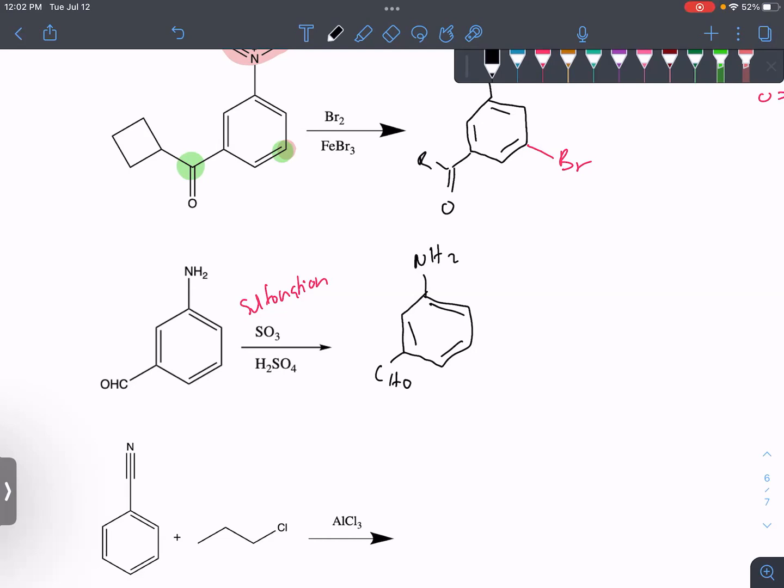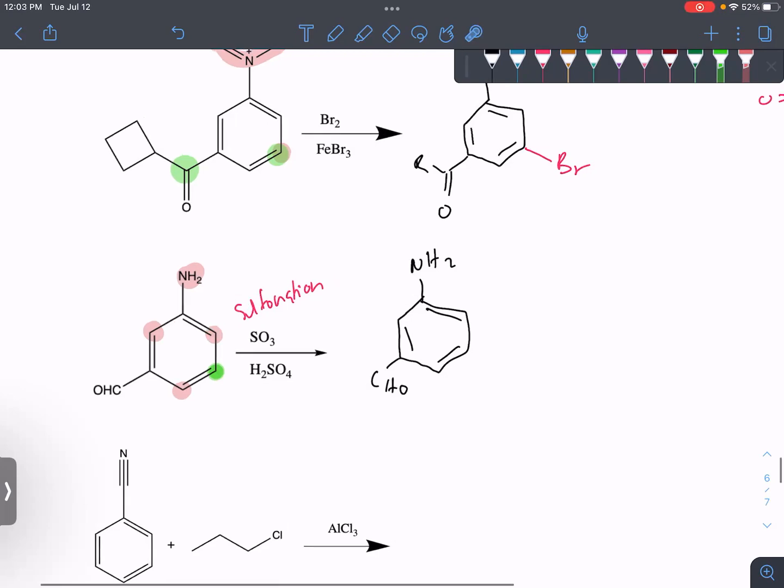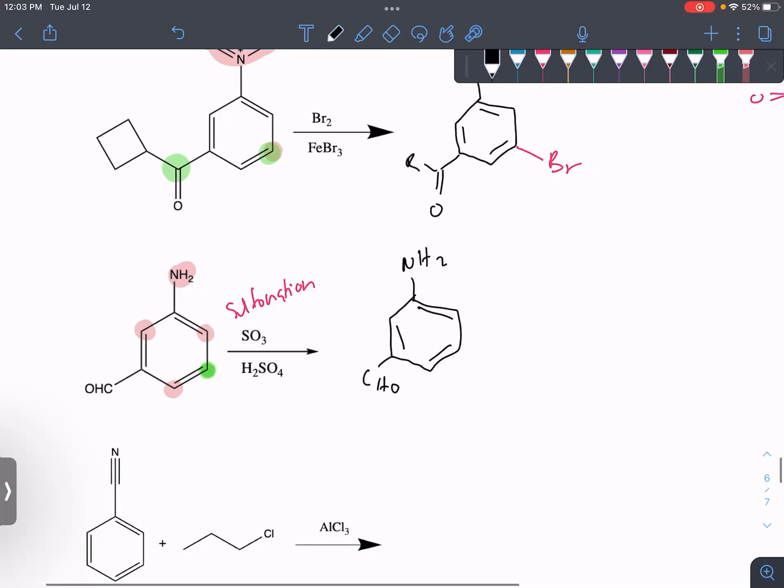Yeah, so NH2 is like the strongest possible activator, so it's always gonna have priority. So the NH2 is directing orthopara, and then the CHO is directing just meta, which should be here. So that is contrasting, but because we have NH2, that's automatically gonna win priority. So we're just gonna ignore the meta carbon and then just add an orthopara to the NH2. So our SO3H goes on these two carbons.